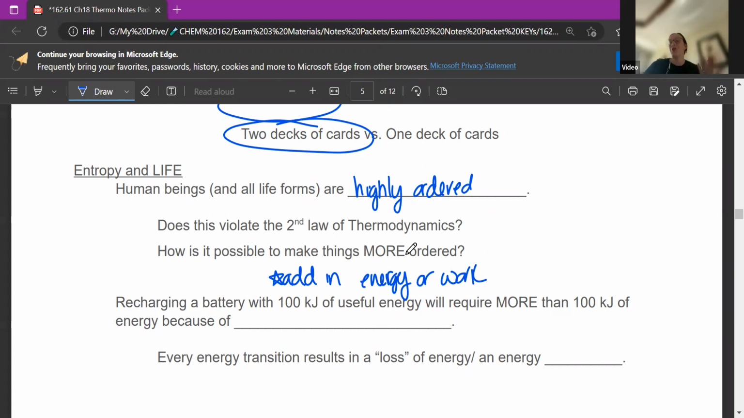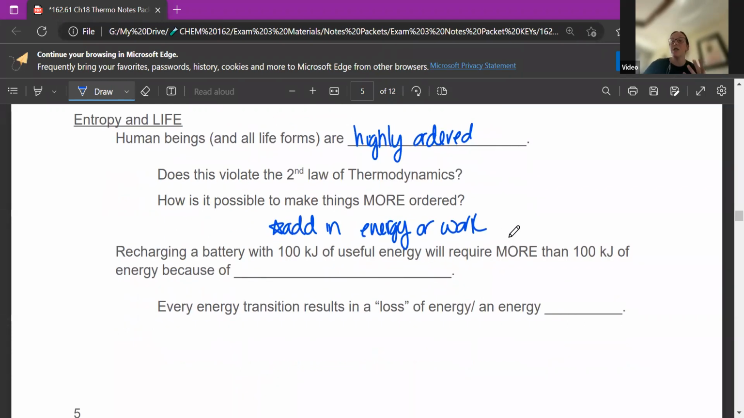A smaller example would be recharging a battery. If I'm recharging a battery with 100 kilojoules of useful energy, it will require more than 100 kilojoules of energy because, and this is kind of a little extra on there, the second law of thermodynamics. It's not that it just requires that amount of energy to get back. It's also that we have to order it all back together. So every energy transition results in a loss of energy, or we'll call it an energy tax. And it's really because of the entropy of a system. Okay, so we're going to talk about predicting entropy and how to actually calculate it here in the next video.